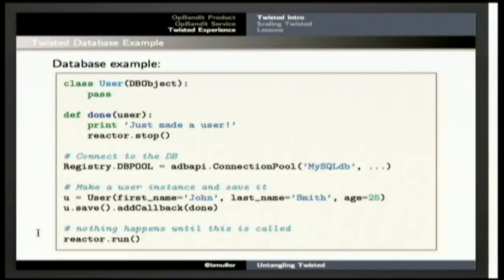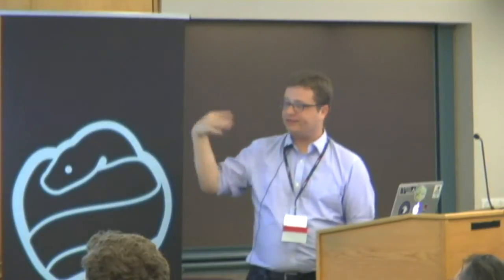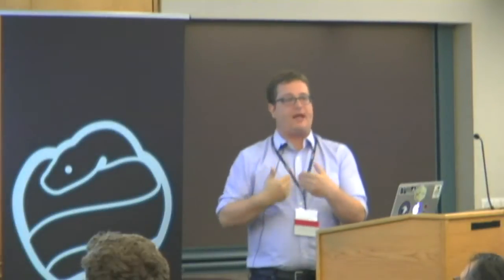And done will be called with the actual result of the save, which is the user, and I can say, hey, I just saved a user, and then I can stop the reactor. This is a very, very simple and contrived example, but you can see that the actual database interaction is done in an asynchronous way and will be very, very fast. You'll be able to do lots of these things. If you need to save 1 million records, assuming that your database can handle the load, this is going to be very, very efficient.